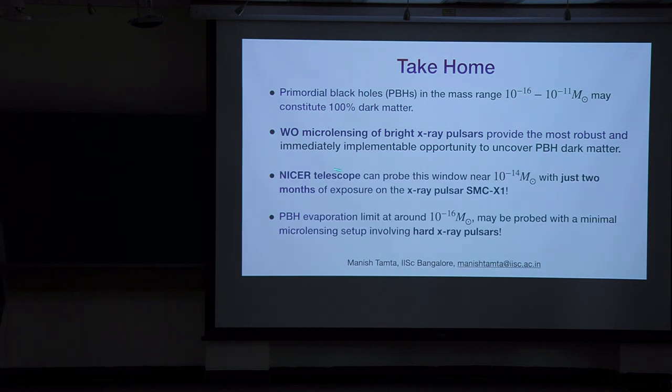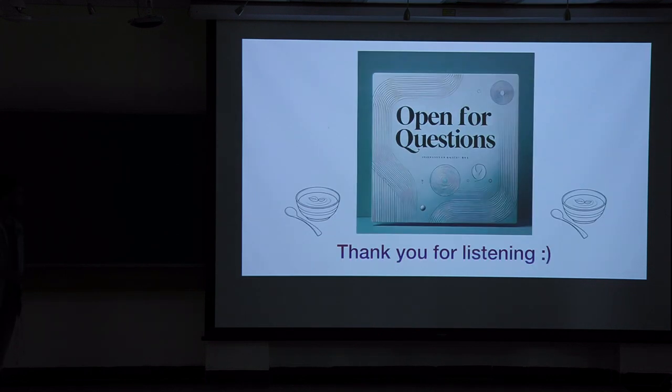The NICER telescope, an ongoing mission by NASA, can probe this window near 10 to the minus 14 solar mass within just 2 months of exposure on the X-ray pulsar SMC X-1. And the evaporation limit around 10 to the minus 16 solar mass can be probed with a minimal microlensing setup involving hard X-ray pulsars. Yeah, I'm open for questions.